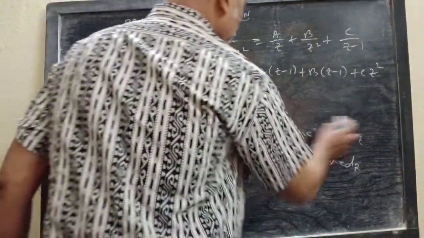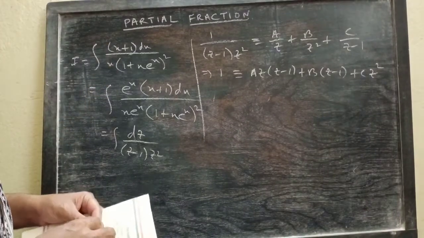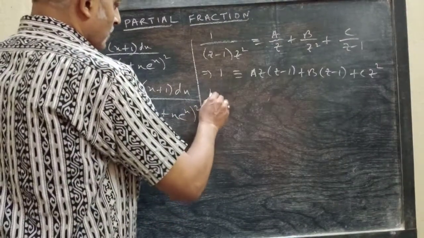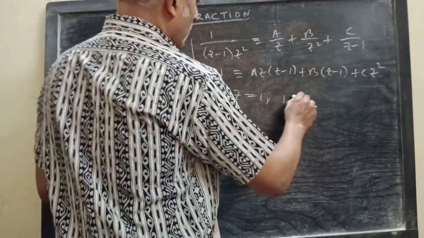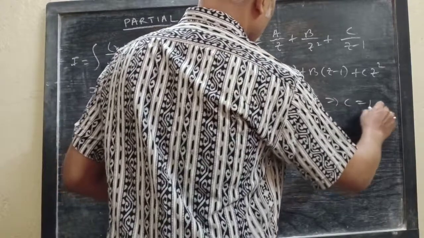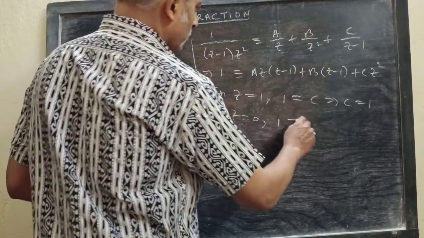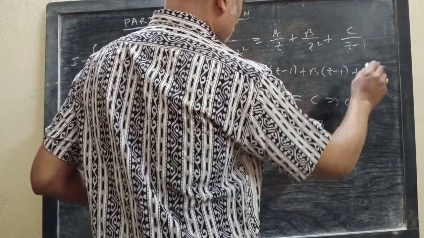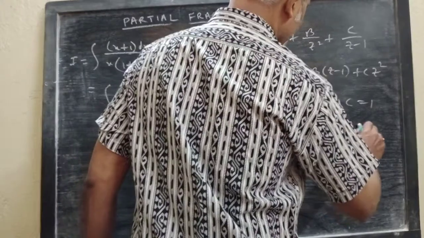Now if we take z equals to 1, then we get 1 is equal to c, as this vanishes. So you get c equals to 1. Next, for z equals to 0, you get 1 is equal to minus b, as this also vanishes. So you get b equals to minus 1.